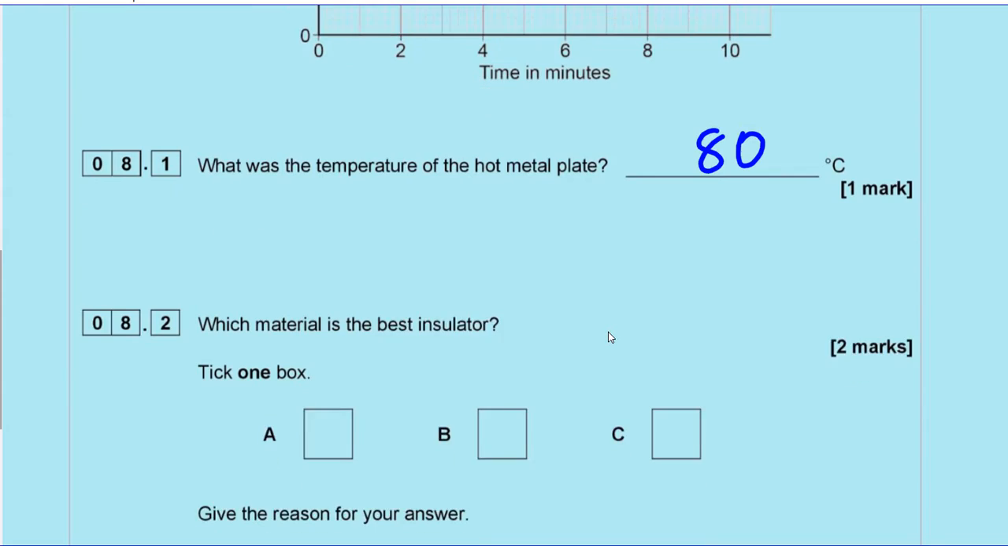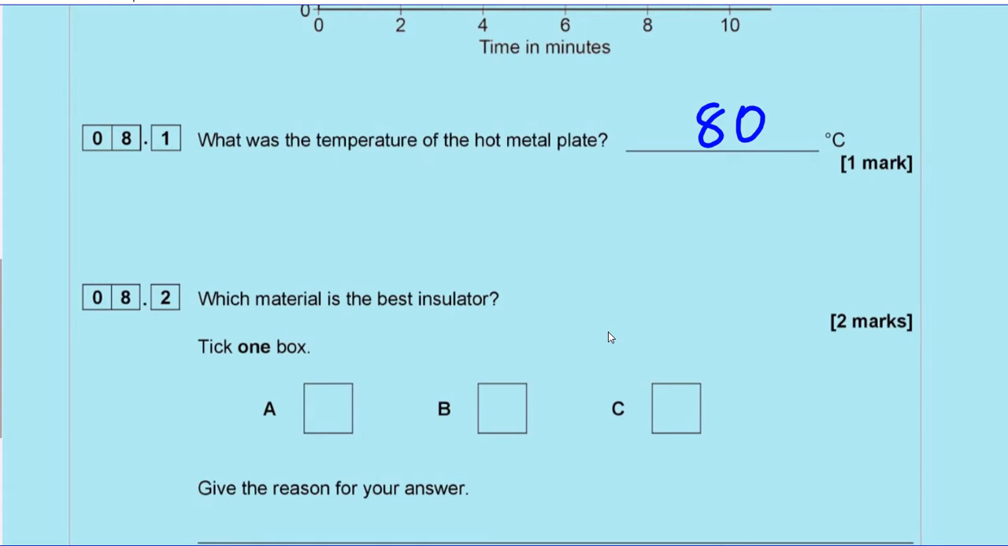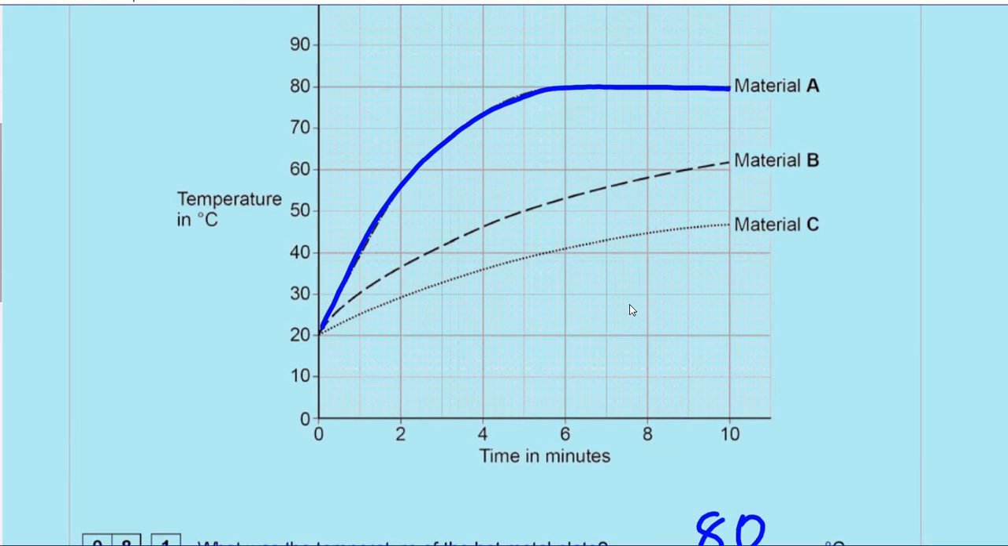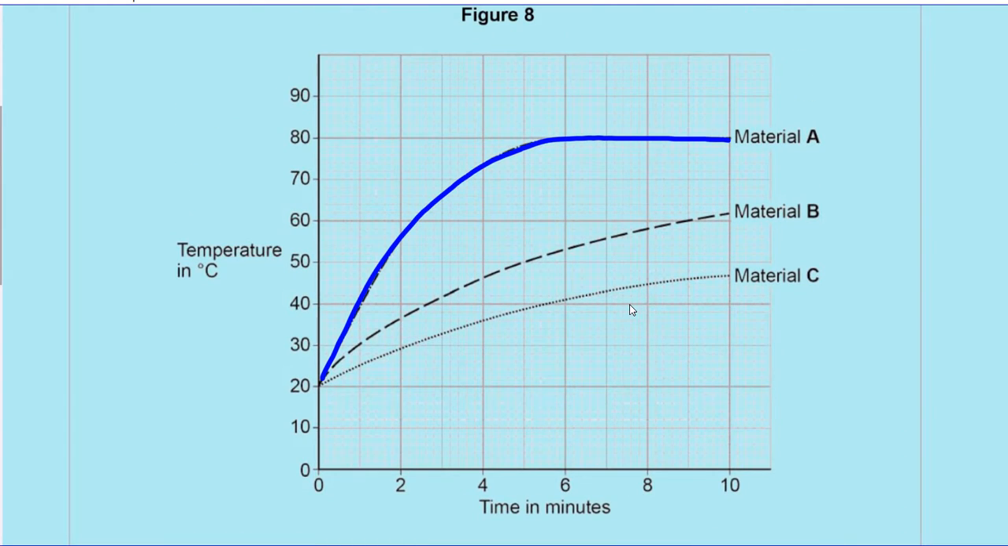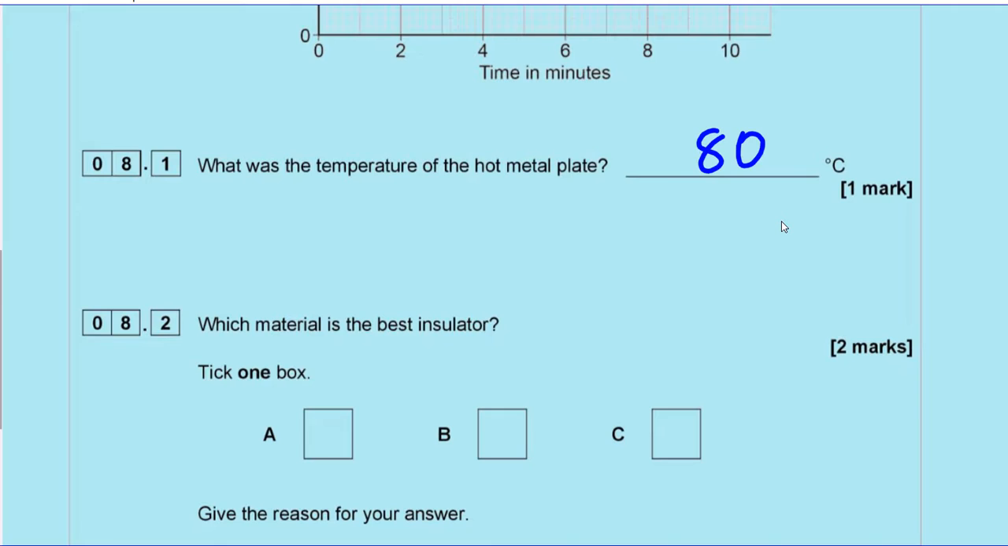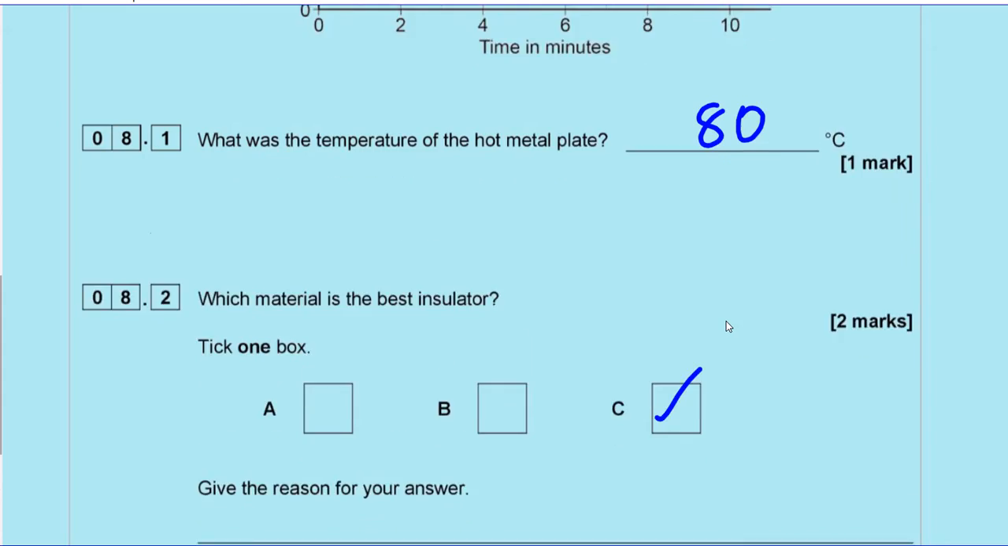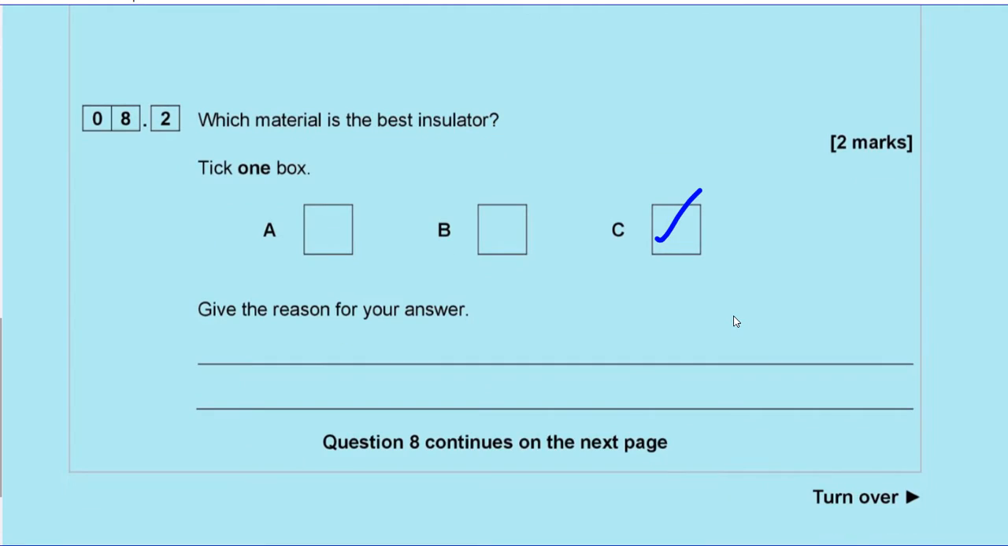Okay, 8.2, which material is the best insulator? Remember, the point of insulation is to reduce the amount of energy being transferred. Okay, so material C has done the best job there. It is the one that has heated up the least. It has only got up into the high to mid 40s. Material B has got up into the early 60s, and material A has got to the same temperature as the metal block itself. So we need to put a tick into box C, and then we need to give a reason for our answer.